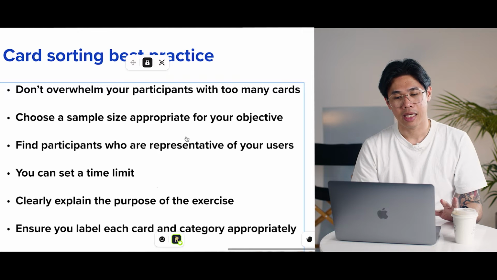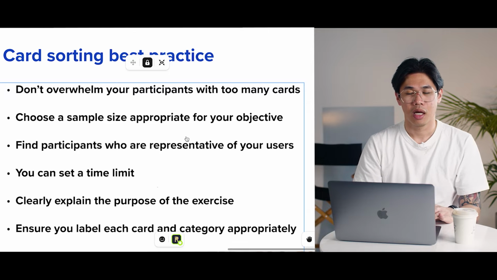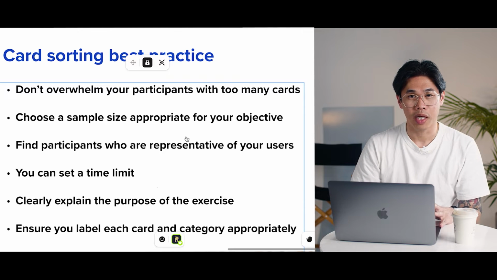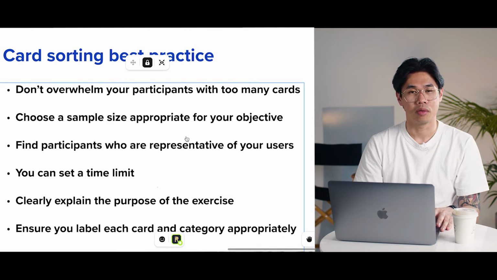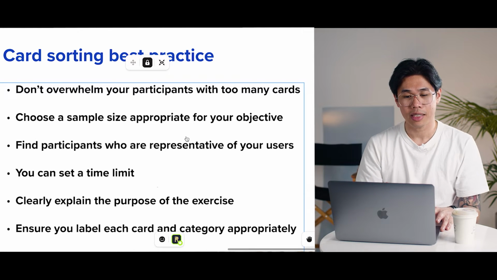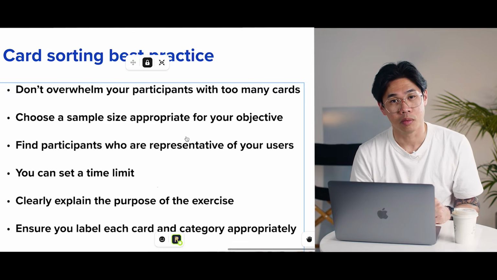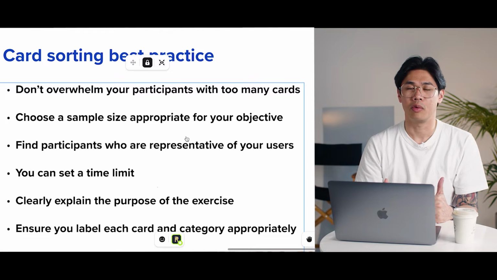Choose a sample size appropriate for the objective. So try to not solve something that's way too big for your objective. First of all, the way to do this is to decide on what your objective is, and then work on a card sorting exercise that is quite specific to that objective only, and therefore it'll feel more achievable and simple.